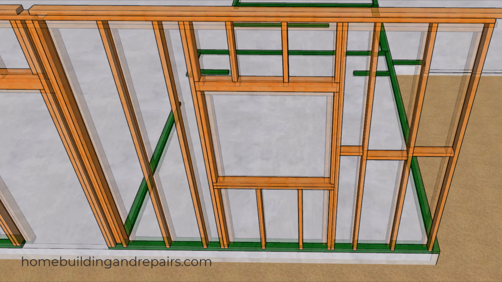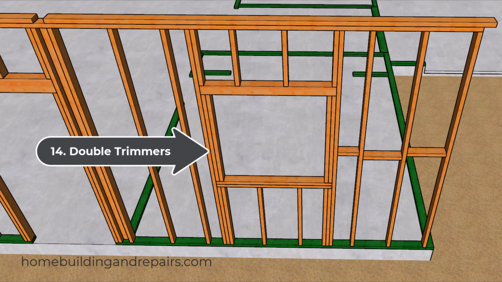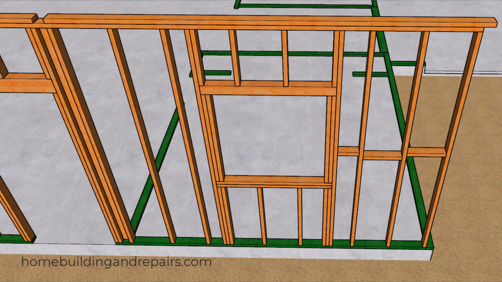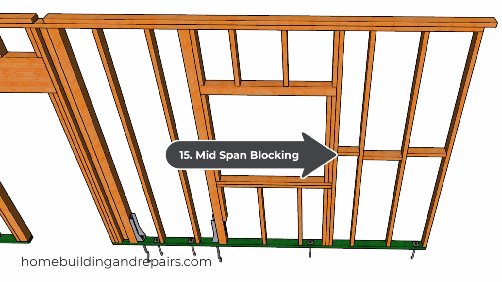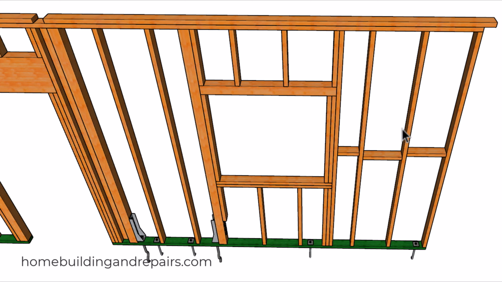And in some cases, you're going to have double trimmers. This will be two trimmers that are right next to each other. Next up, we're going to have midspan blocking. Midspan blocking is usually located in the middle of the wall or near the center, and it's often going to be staggered. And the reason why it's staggered is because it's easier to nail into the blocking from both sides if they're not lined up.